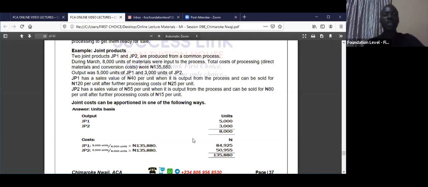Now look at the ways in which the joint cost can be apportioned. We said before we can use the unit basis. So on the unit basis, JP1 is 5,000 units and JP2 is 3,000 units. You add them together, it is 8,000. What is the common cost here? It is 135,880. So how do you apportion it? For JP1, you say 5,000 divided by the total, multiplied by 135,880. The same thing for JP2: you use 3,000 divided by 8,000, multiplied by the cost. That way, you have apportioned it.